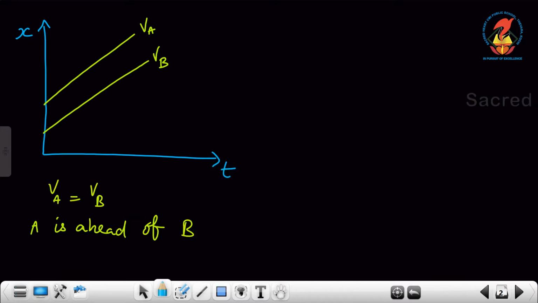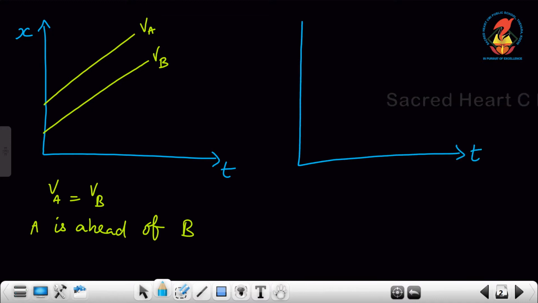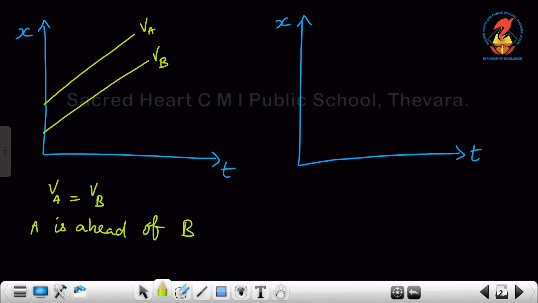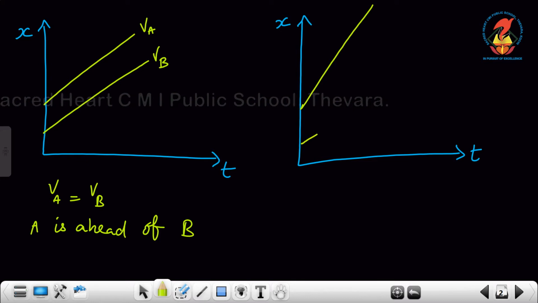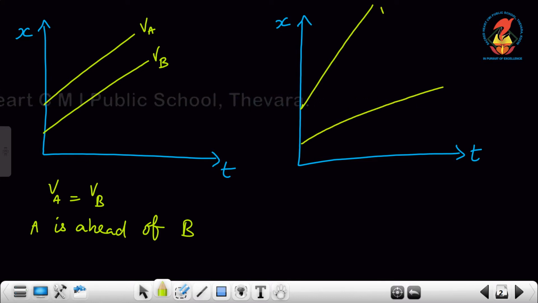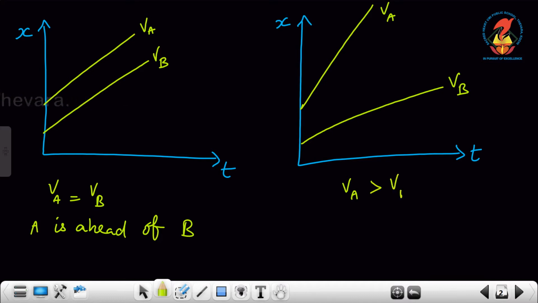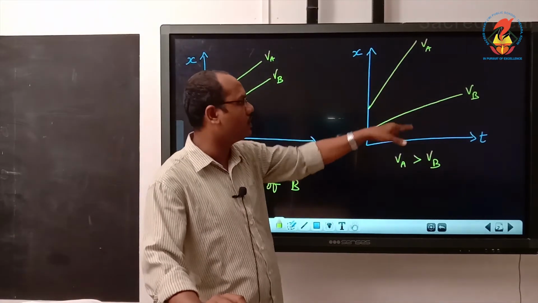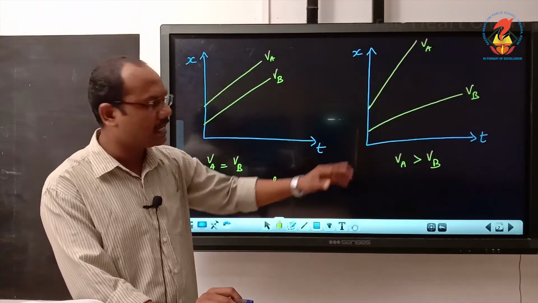Now look at the second graph. In the second graph, A is traveling with greater speed and B travels slowly. So this is VA, this is VB. So here VA will be greater than VB. So this is the graph. When VA is greater than VB, the slope of graph A is more, slope of graph B is less. So that is the second case.